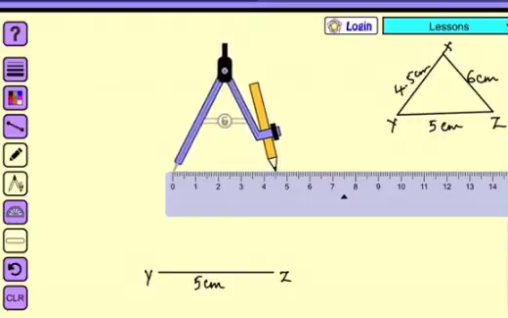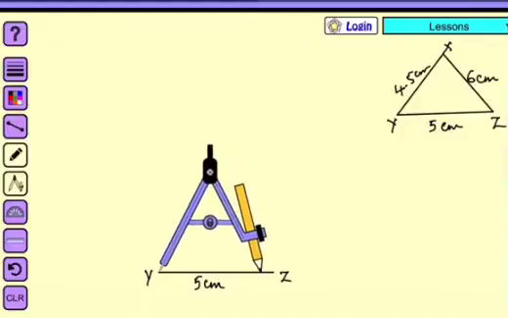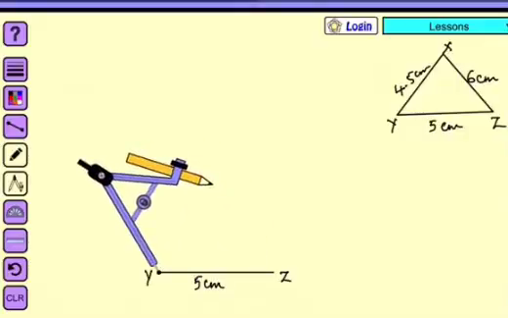Children, I'm repeating once again, this is just a digital drawing. I might not be very accurate. When you draw it by hand, you need to see to it that the exact measurement is taken. So I've taken the 4.5 measurement, then keeping Y as center, I'll just draw an arc.